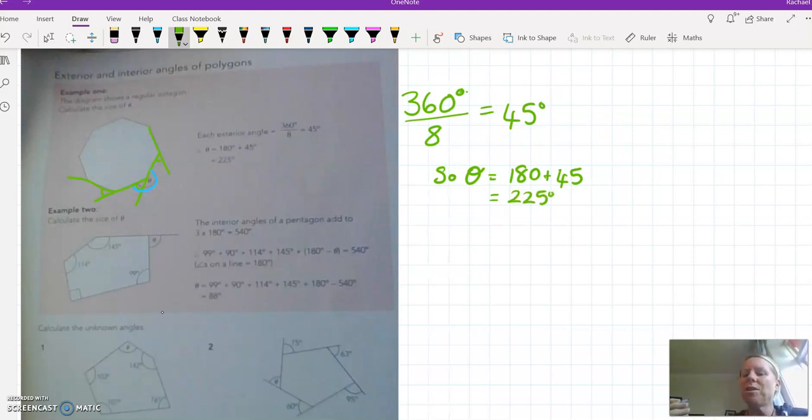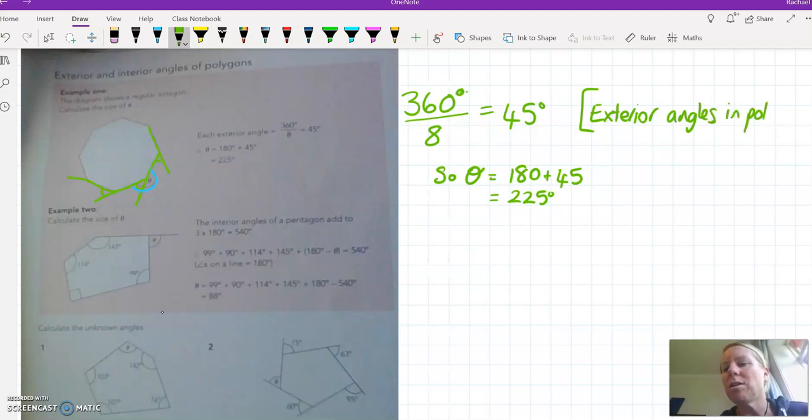Remembering that this is geometric reasoning, we want to provide reasonings for every step that we do. So here, we have done 360 divided by 8 equals 45. Put 'exterior' in brackets beside it, because exterior angles in polygons add to 360. You could even write on there that because it is regular, you're dividing by 8.